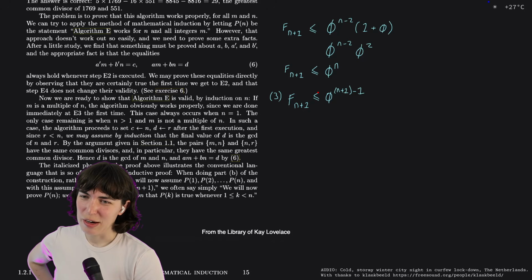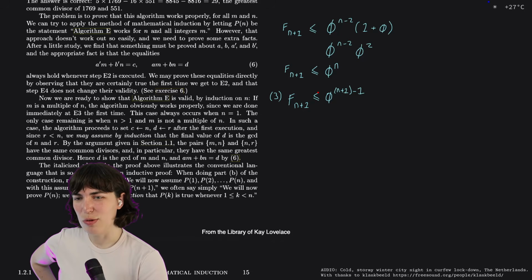Now we are ready to show that algorithm E is valid by induction on n. If m is a multiple of n, the algorithm obviously works properly since we are done immediately at E3 the first time. This case always occurs when n equals 1. The only case remaining is where n is greater than 1 and m is not a multiple of n.